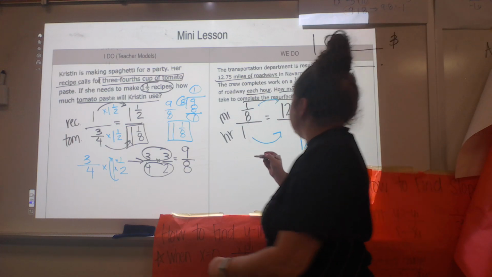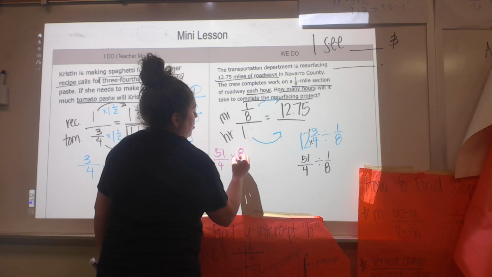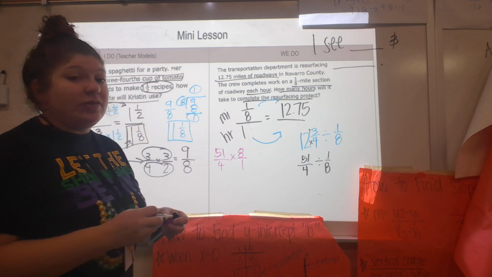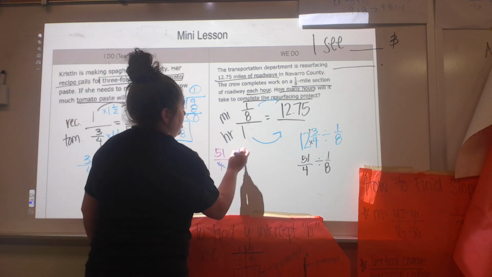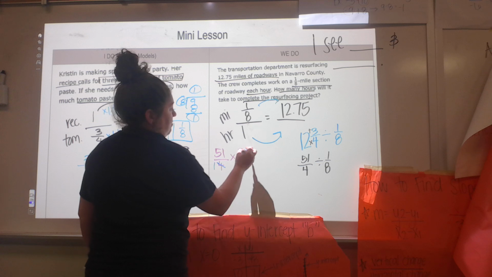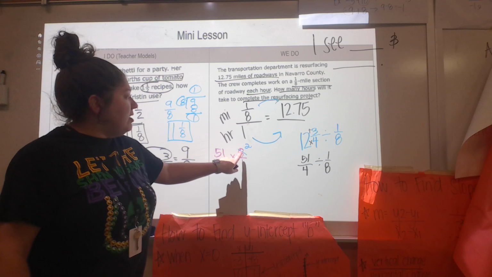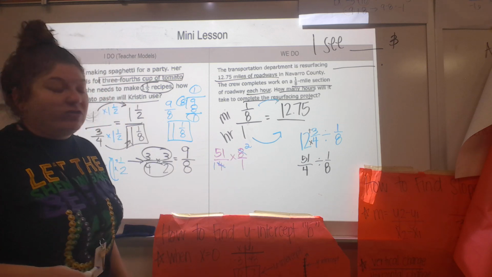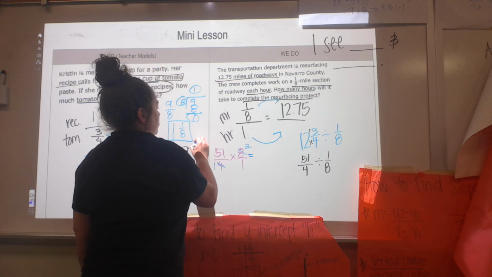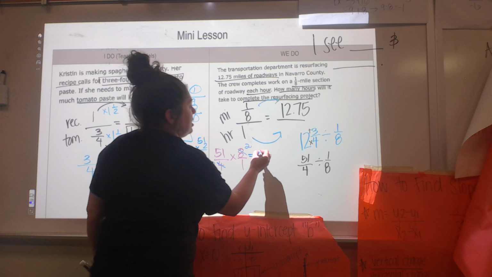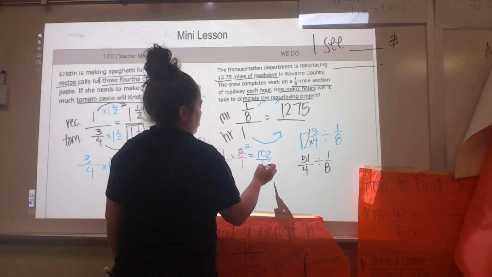So we're going to get 51 over 4 times 8 over 1. Is there anything that I can go ahead and simplify? Oh yeah, I can simplify 4 and 8 and make that 1/2 because 4 divided by 4 gets me 1 and 8 divided by 4 gets me 2. Okay, now my numbers are smaller, so I can go ahead and solve. 51 times 2 gets me 102. 1 divided by 1 is 1.